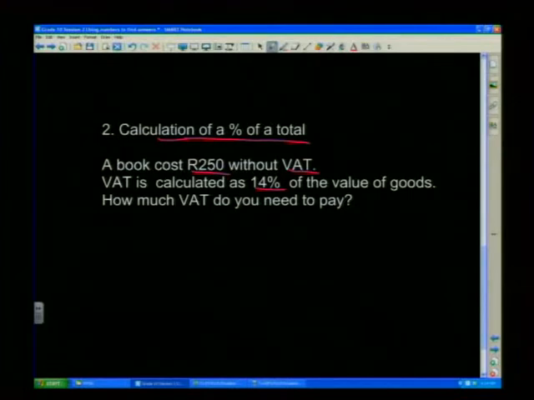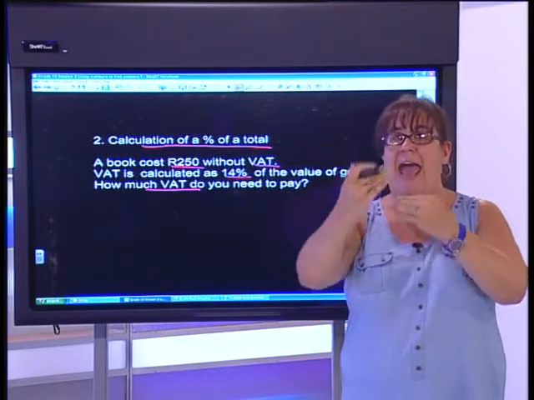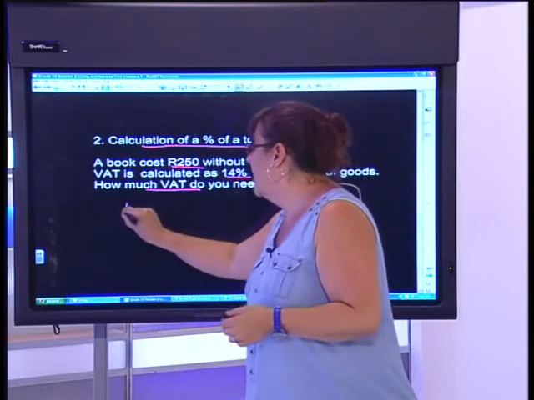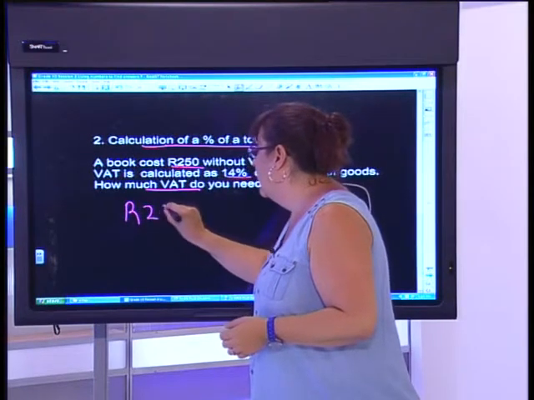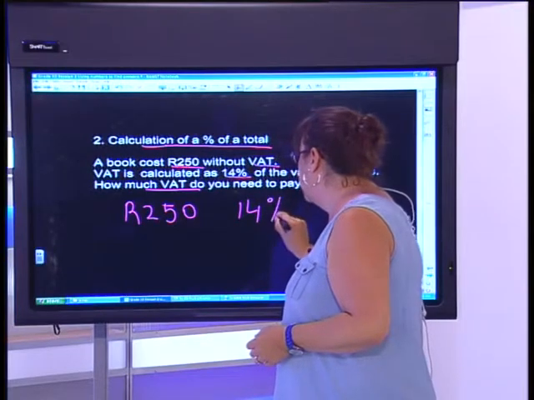What are they actually asking? They want to know how much VAT I need to pay. They want to know what portion is VAT. How much do I have to add onto the book as VAT? So they're actually asking for my 250 Rand, and I want to know what 14% of that is.